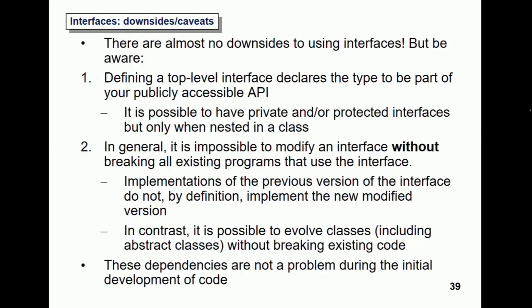Almost no downsides to using interfaces, but be aware. Defining a top-level interface declares the type to be part of your publicly accessible API. So the interface is the public-facing part of your code. So that's what the developers and users will look at first of all. It is possible to have private or protected interfaces, but only when nested within a class. So you can do that if you want, if you've got some kind of a structure that you don't want to be publicly exposed.